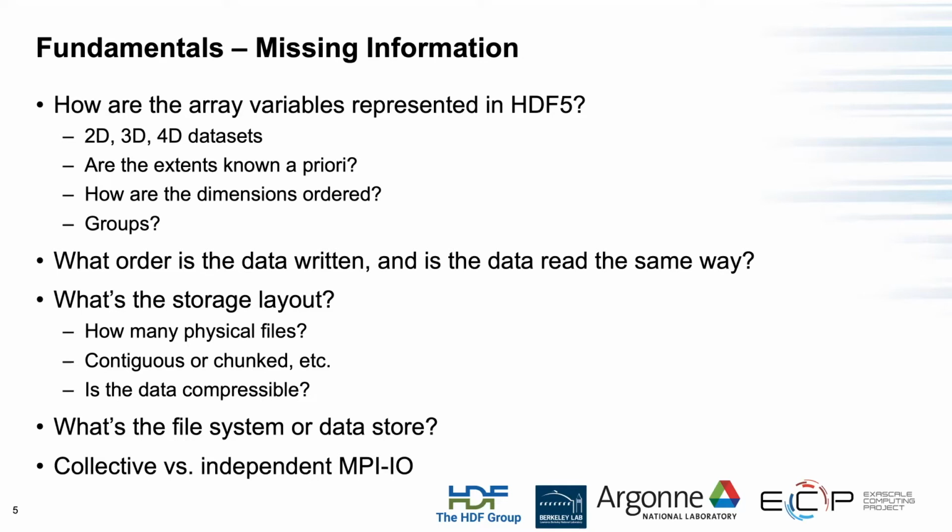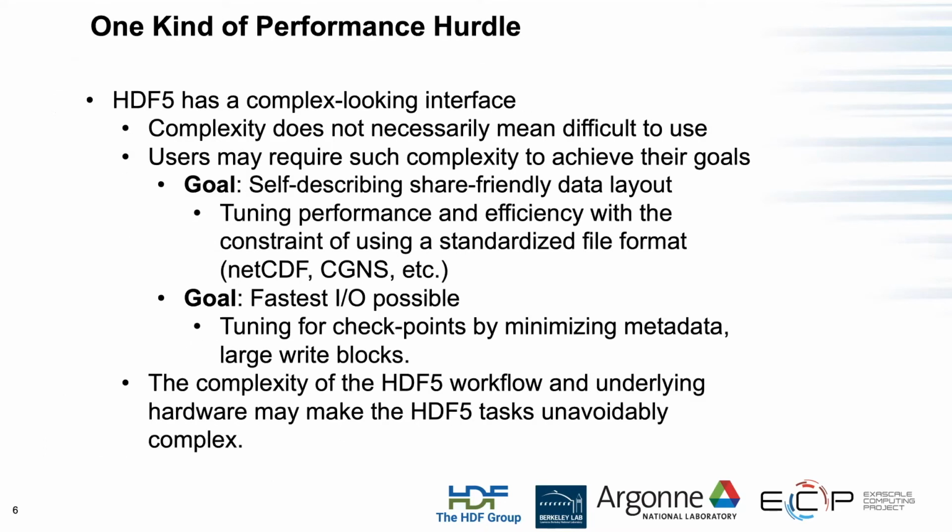Another thing we have to consider is what type of file system we're writing it to. Are we writing it to a Lustre file system or a GPFS file system or some other newer object store system, which could impact performance and how you arrange your data? And then, for the parallel case, you have to decide whether you want to do collective or independent IO.